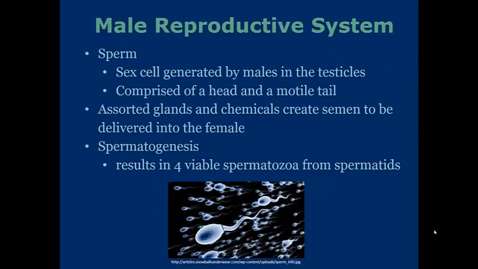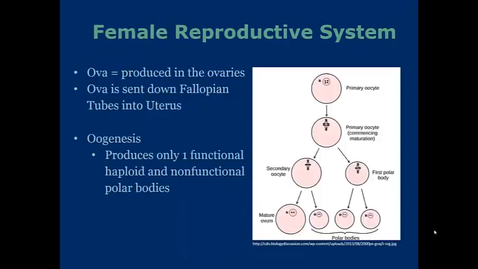Starting first with the male reproductive system. Sperm is the sex cell that's generated by males in the testicles. It's comprised of a head and a motile tail. Assorted glands and chemicals create semen before being delivered into the female via sexual intercourse. Spermatogenesis is the process of creation of sperm. This results in 4 viable spermatozoa from spermatids.